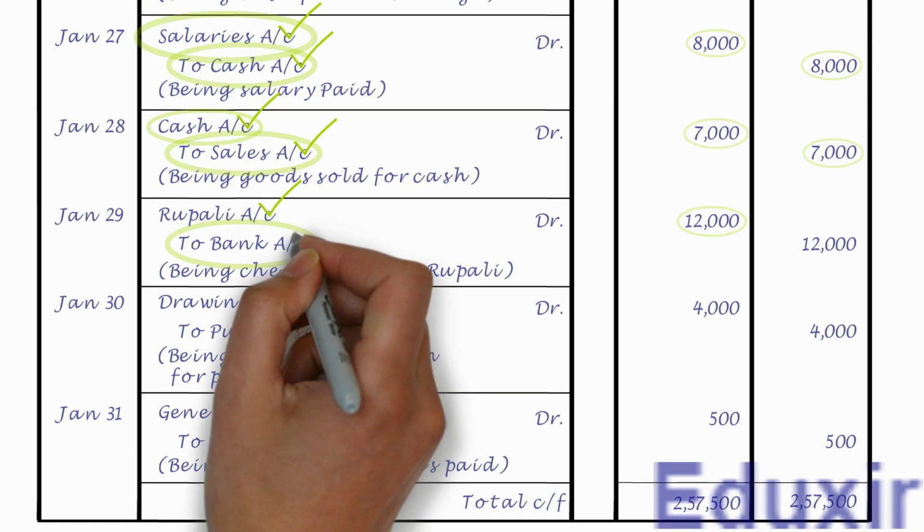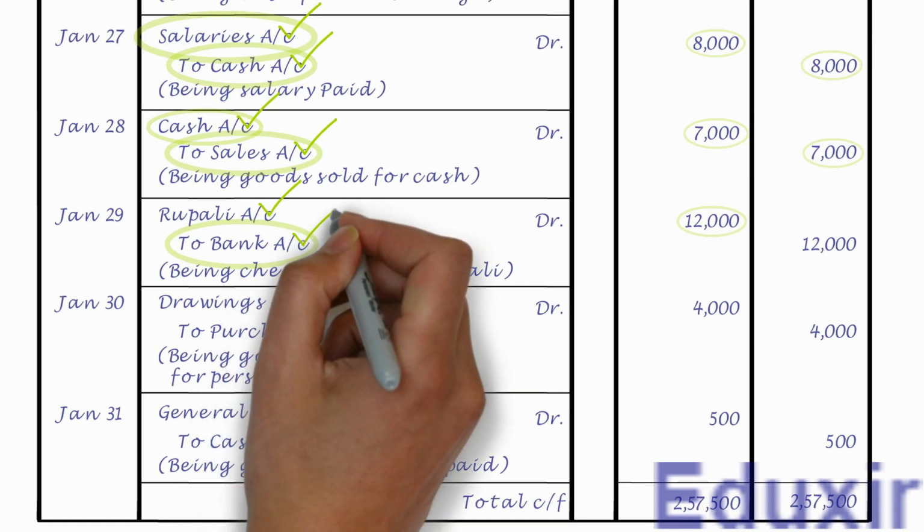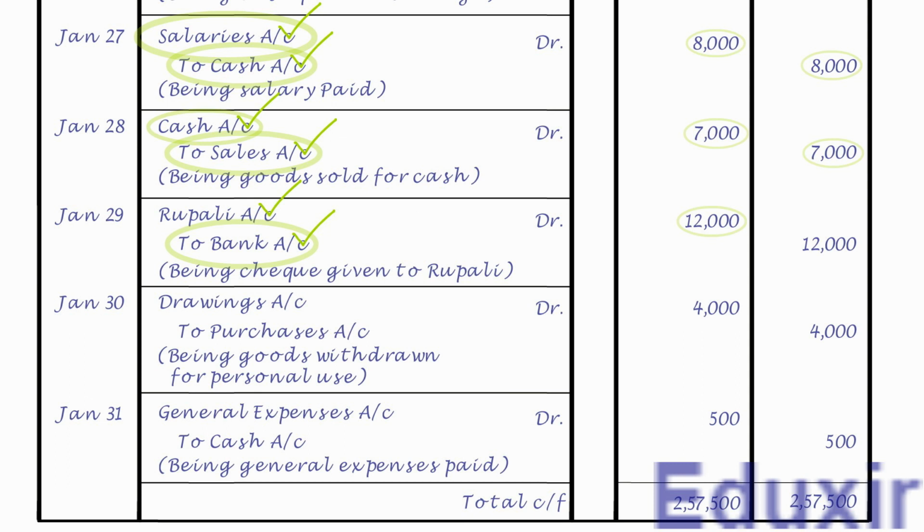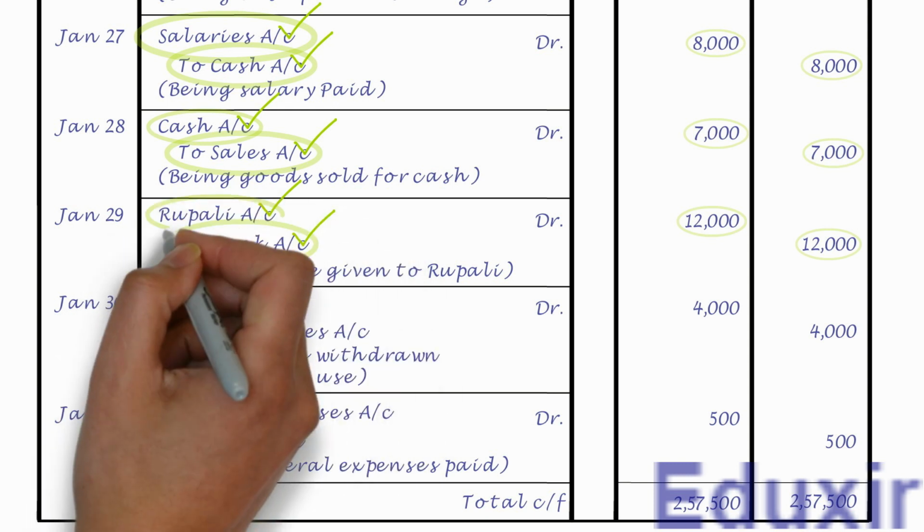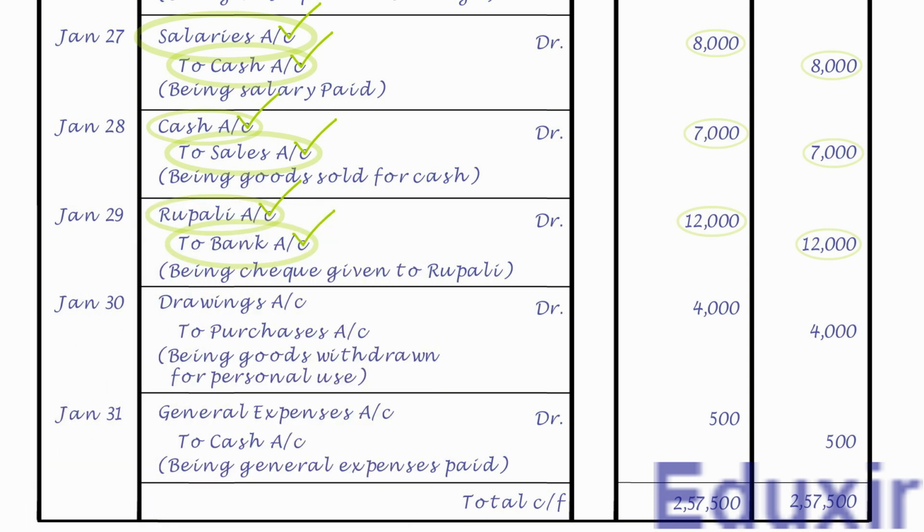As the name suggests, it needs to be posted on the credit side of bank account and the credit amount is 12,000 rupees. Note that the details that need to be posted into the particulars column is Rupali account. We already have bank account. Let us now post this entry into that account.